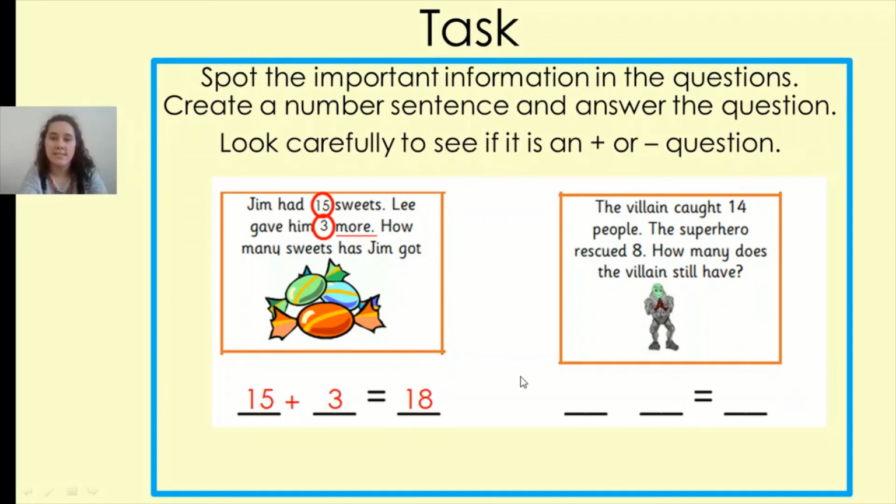When you do this today, you can use whatever you want to help you. If you find it easier with objects from around your home, you can use those to help, or you could use pictures or a number line. Whatever you find is the best way for you, you can do. Have a look at the questions now that you're going to be answering. I'll move along the screen slowly so that you can pause the video at each one to read the questions.